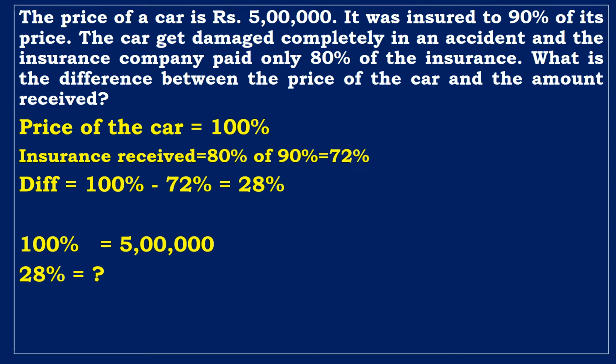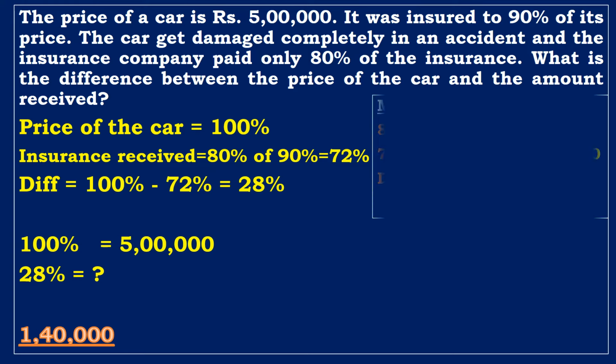28% is 10% plus 10% plus 8%. In that instance, 10% of 500,000 is 50,000. 8% of 500,000 is 40,000. The final solution is 50,000 plus 50,000 plus 40,000 becomes 140,000. We can solve this problem in a smarter way.